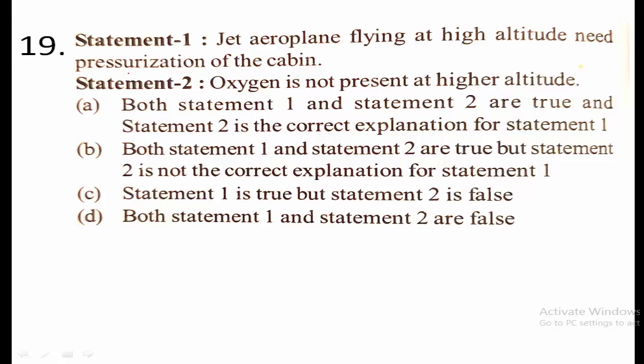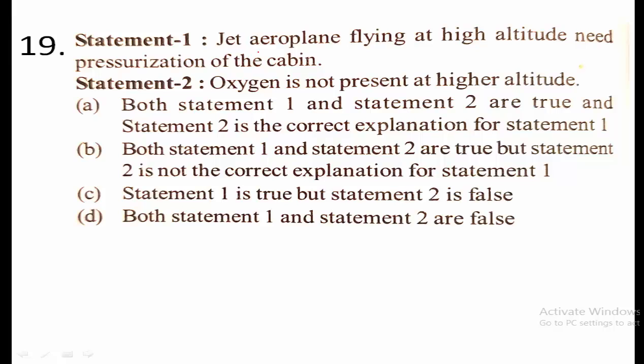So among these two, you have to select which statement is right or which statement is wrong, or whatever they have given in options, you have to see and tick the correct answer. So first option, that is A, both statement 1 and statement 2 are true and statement 2 is the correct explanation for statement 1. ಸೊ ಎರಡು ಸ್ಟೇಟ್ಮೆಂಟ್ ಕರೆಕ್ಟ್ ಅದಾವು ಮತ್ತು ಸ್ಟೇಟ್ಮೆಂಟ್ 2 ಸ್ಟೇಟ್ಮೆಂಟ್ 1 ಕರೆಕ್ಟ್ ಎಕ್ಸ್ಪ್ಲನೇಷನ್. ಸ್ಟೇಟ್ಮೆಂಟ್ 1, they will require pressurization of the cabin. ಯಾಕೆ ಪ್ರೆಷರೈಸೇಷನ್ ಬೇಕಾಗುತ್ತೆ? Because oxygen is not present at higher altitude. Is it the correct explanation for statement 1?